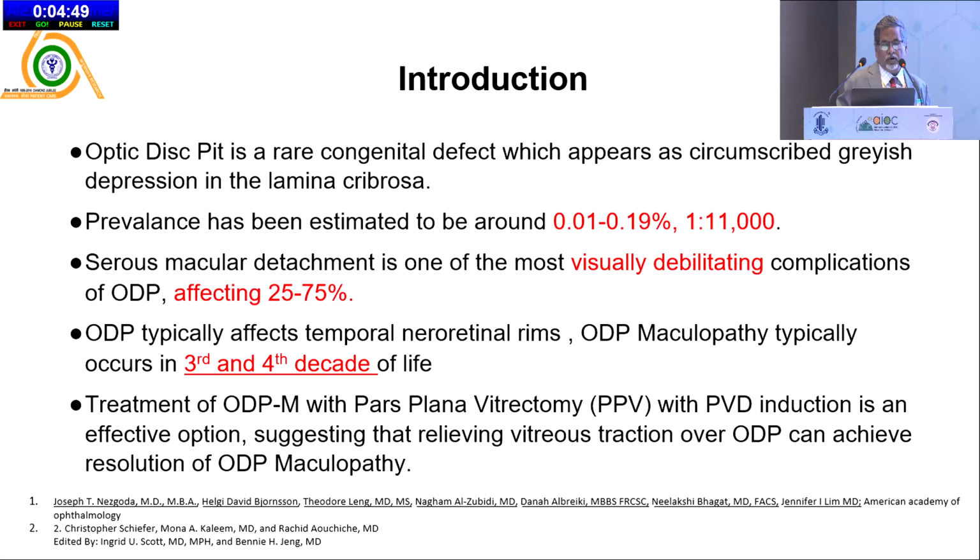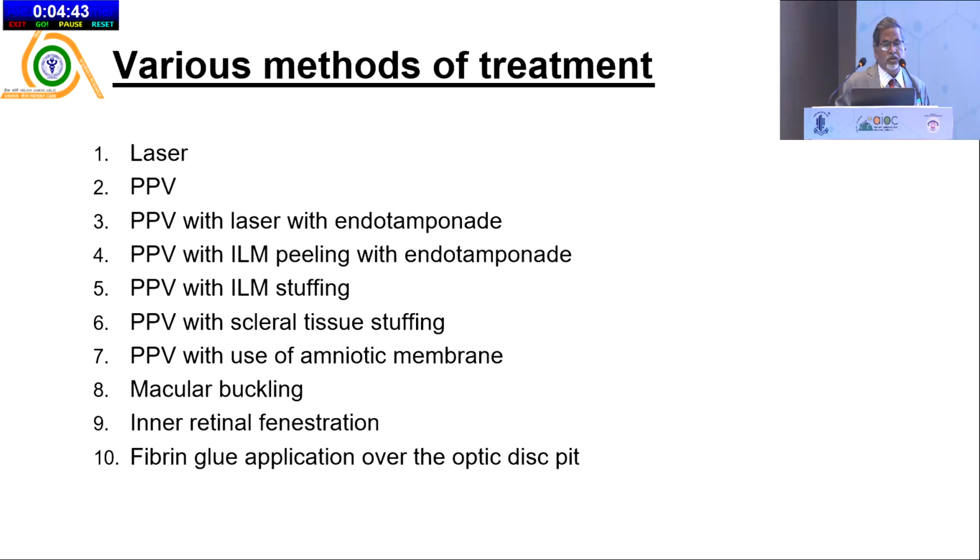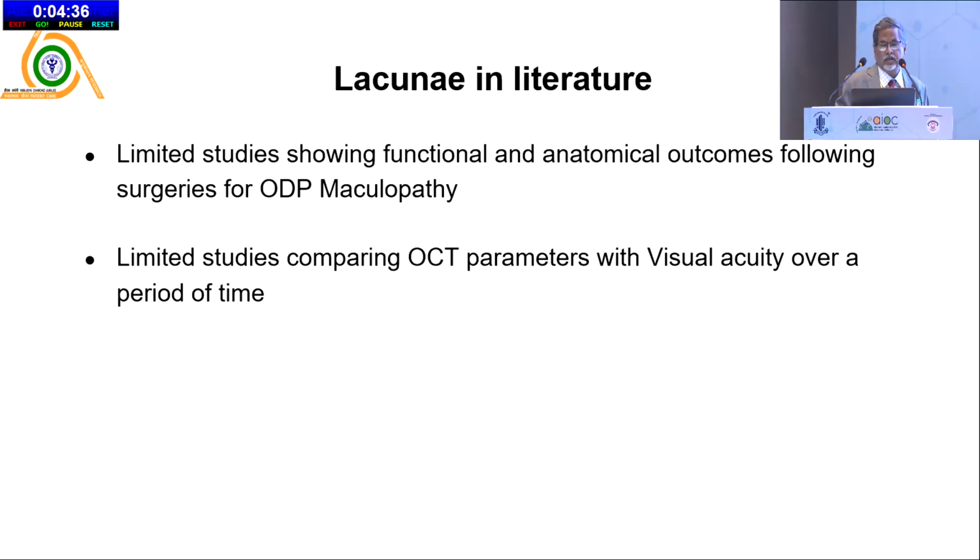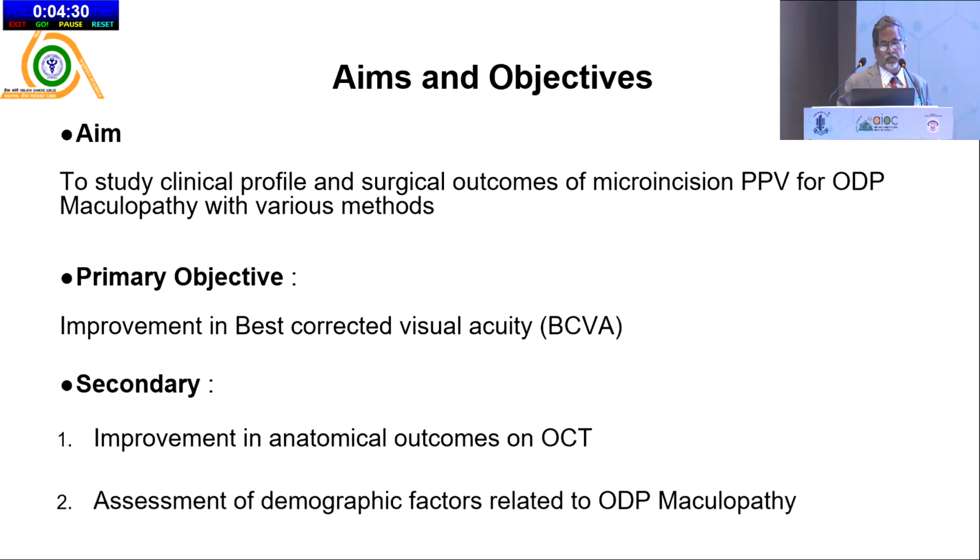One of the important treatments is pars plana vitrectomy with PVD induction, which is an effective option, but other options have been tried. So these are the various modalities of treatment for optic disc maculopathy. There are limited studies showing functional and anatomic outcome following surgery for optic disc maculopathy, so we have studied the anatomical and surgical outcomes of PPV with various techniques.